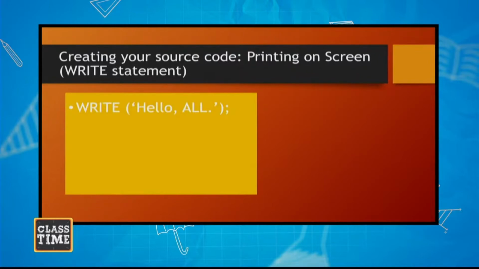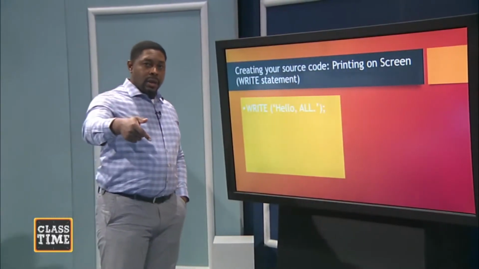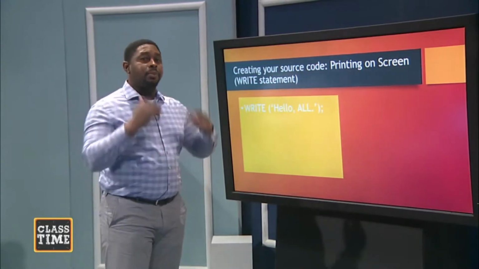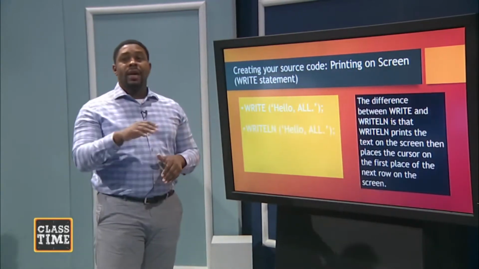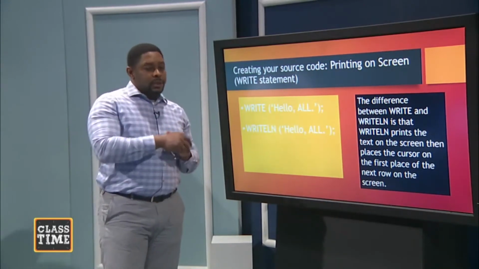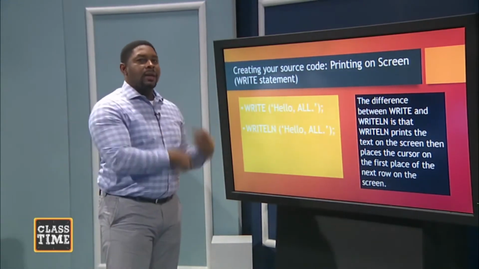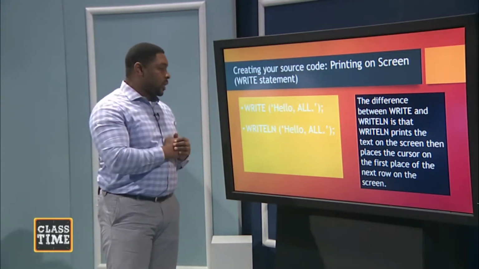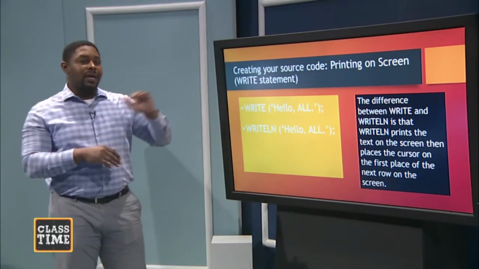When you're printing something on the screen, you'll want to use the keyword write, and then you'll have another set of syntax to follow, which includes opening parentheses, opening single quotation, the text itself, close single quotation, close parentheses, semicolon, and that's your write statement, and that prints something directly on screen. You can use writeln as well, and writeln simply prints the thing on screen and then puts the cursor in the line below that statement that was printed. So that's the difference between write and writeln.